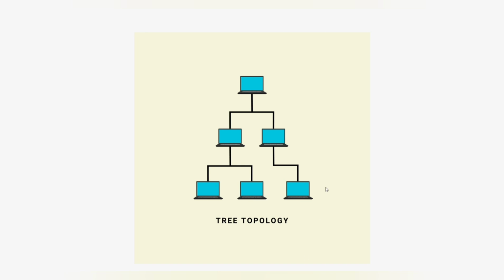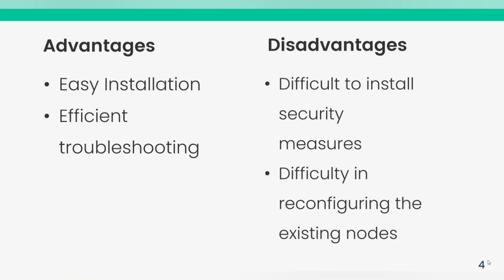Advantages of tree topology are easy installation and an efficient troubleshooting process. Tree topology offers centralized control at each star network's central hub or switch. Disadvantages of tree topology are that it is difficult to install security measures, and there is difficulty in reconfiguring the existing nodes. The central bus backbone is a potential single point of failure. If it fails, it can disrupt communication between all star networks connected to it.